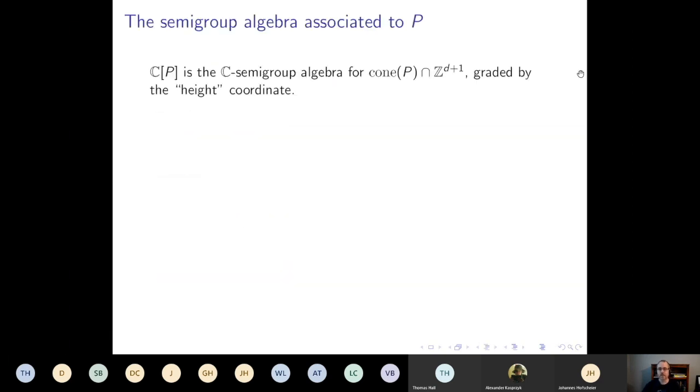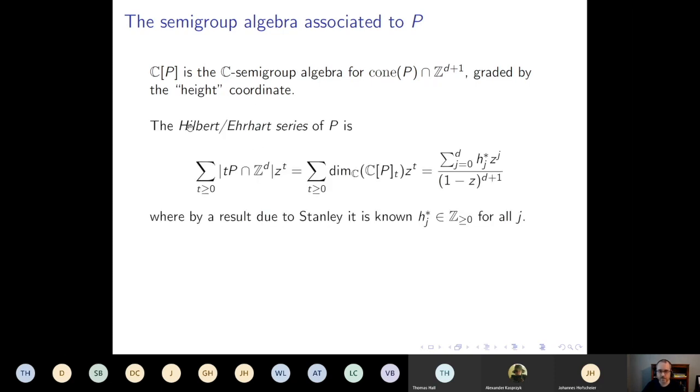All right. So let me tell you just briefly about Ehrhart theory. If I take the integer points in the cone over P, and I grade those points by the height coordinate, that 0th coordinate that I lifted it up to, I can form the semigroup algebra for that semigroup, C adjoin P. And then if I look at the Hilbert series, which is also called the Ehrhart series of P, it is precisely the Hilbert series for that semigroup algebra.